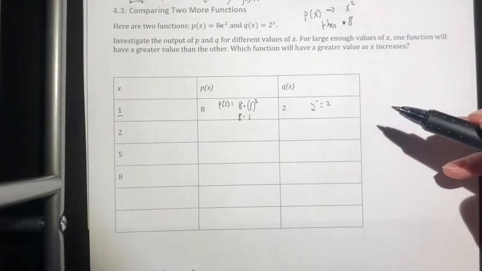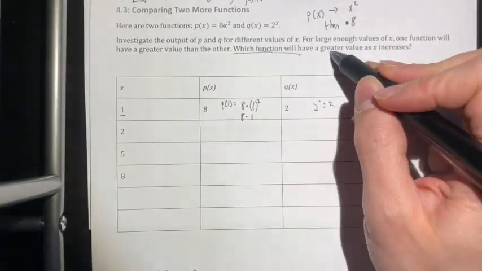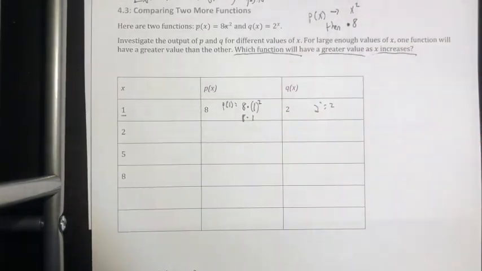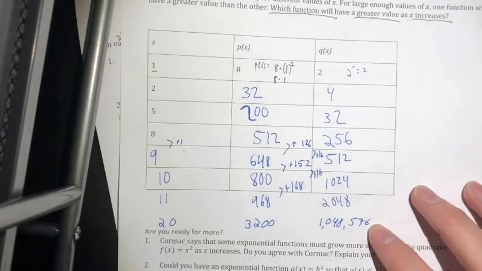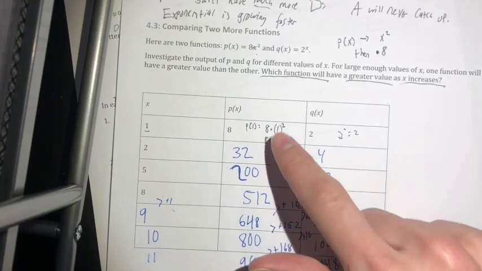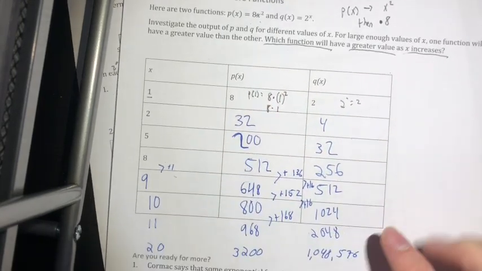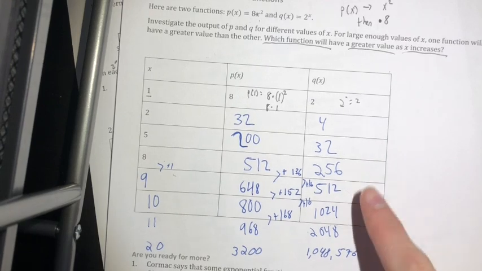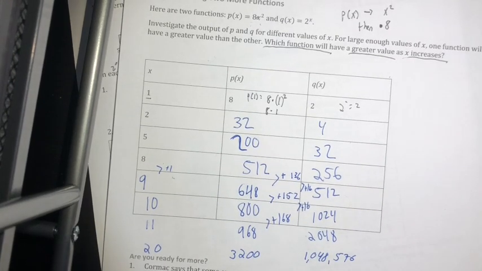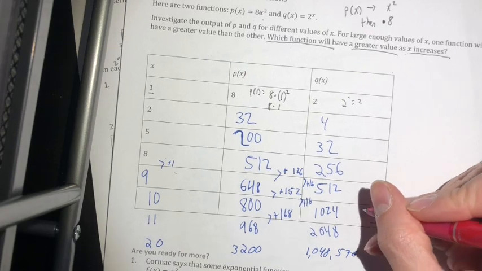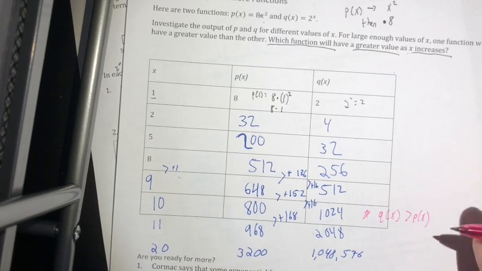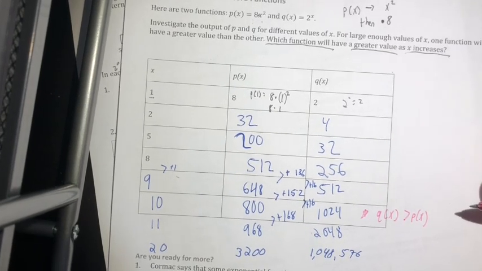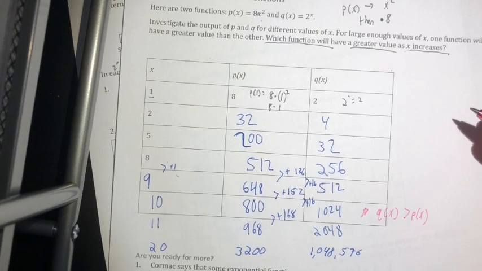Now I want you to focus on which function will have a greater value as x increases. So at the very end, 1, 2, 5, 8, and do a couple more numbers after this. Which function will have the greater value? Okay, so here's our numbers. If we figure out p of 2, p of 5, p of 8, I did 9, 10, and 11 just so I could see how it grew and how eventually around x equals 10, we see that q of x is now greater than p of x for the first time ever. That's not true, but for the first time in numbers that we're seeing.